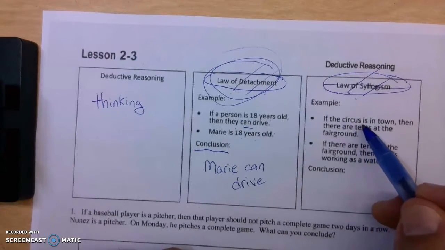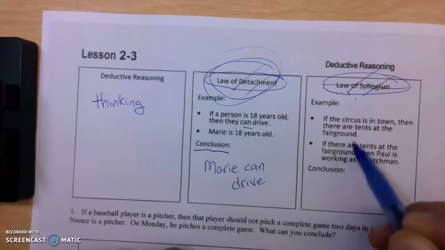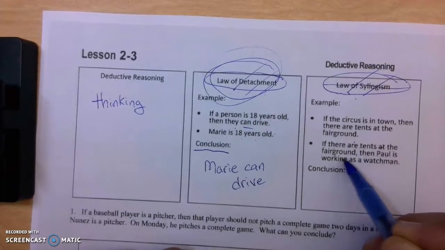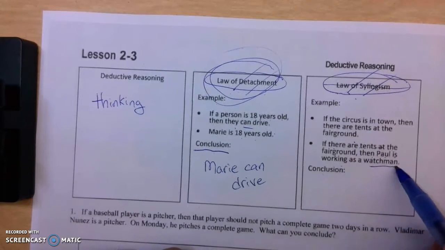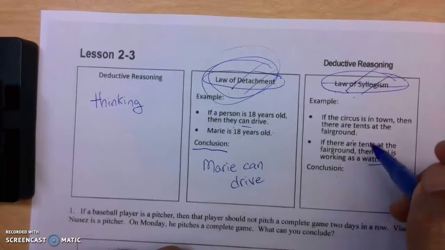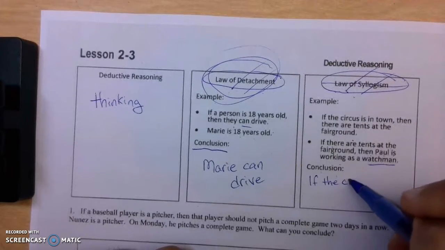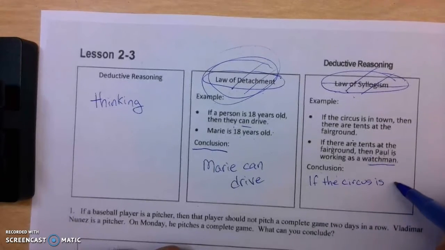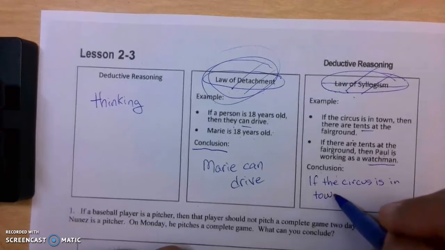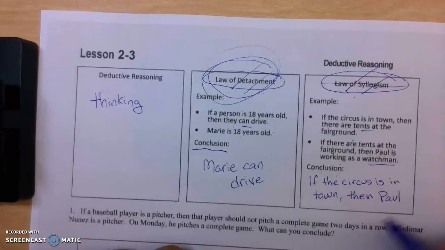All right, if a circus is in town, then there are tents at the playground. If there are tents at the playground, then Paul is working as a watchman. What conclusion can be made? And the conclusion is basically this. If the circus is in town, not only will there be tents, but Paul will be working. If the circus is in town, then Paul is working as a watchman.